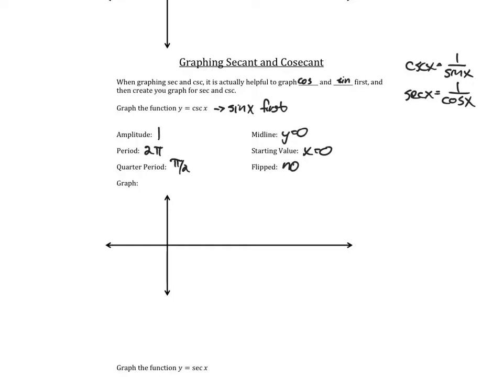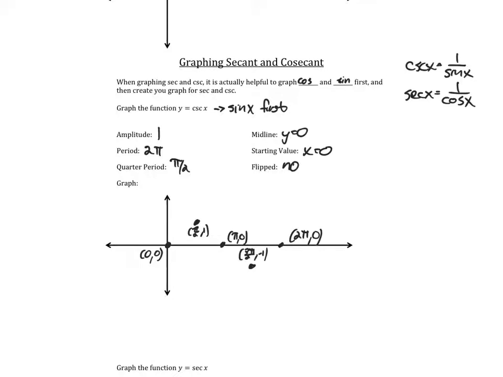So that should all be straightforward. So I'm going to plot the points (0, 0), (pi over 2, 1), (pi, 0), (3 pi over 2, negative 1), and (2 pi, 0).